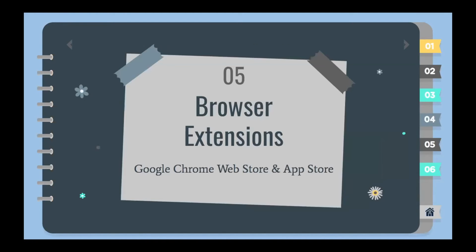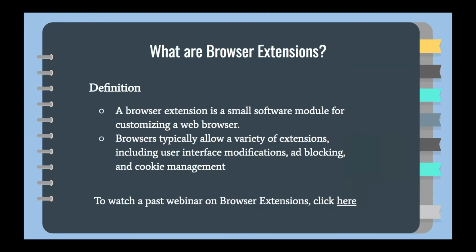Now, browser extensions, Google Chrome Web Store, and App Store. Now, what a browser extension is: a small software module for customizing a web browser. Browsers typically allow a variety of extensions, including user interface modifications, ad blocking, and cookie management. And once again, to watch a past webinar on browser extensions for some extra help or steps, click here.